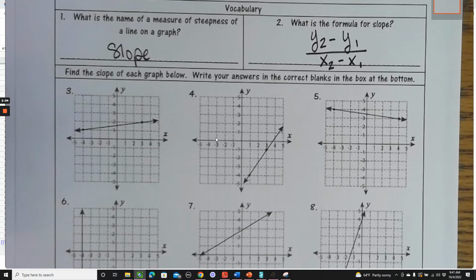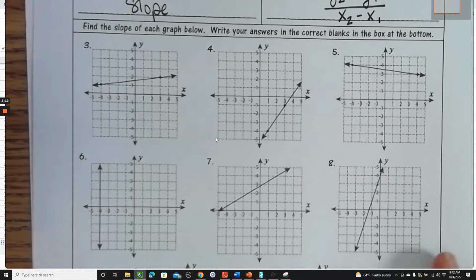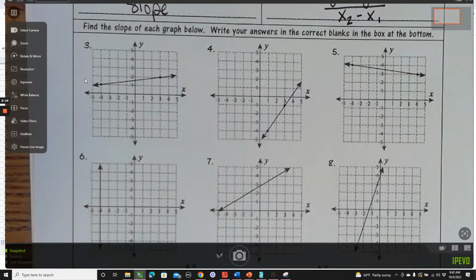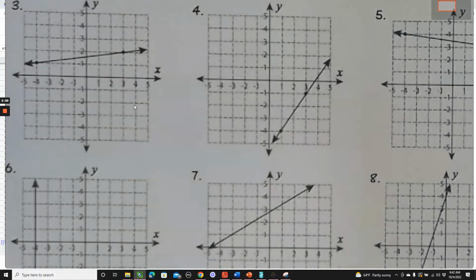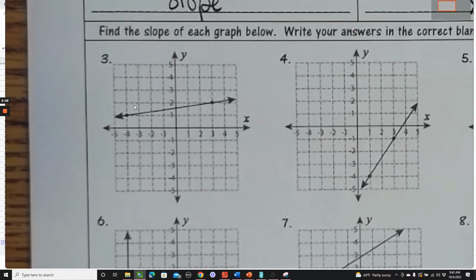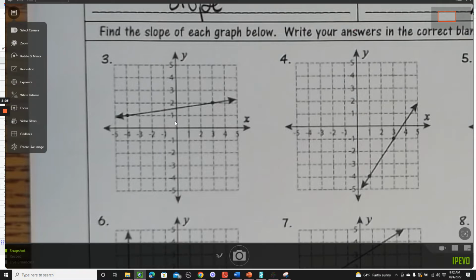What we're going to do today is we're just going to find slope by hand, because slope by hand is really easy. So I'm going to zoom in on these as much as I can without it getting really blurry. The answers we're going to write at the bottom. But to find slope, I'm going to do number 3 first.